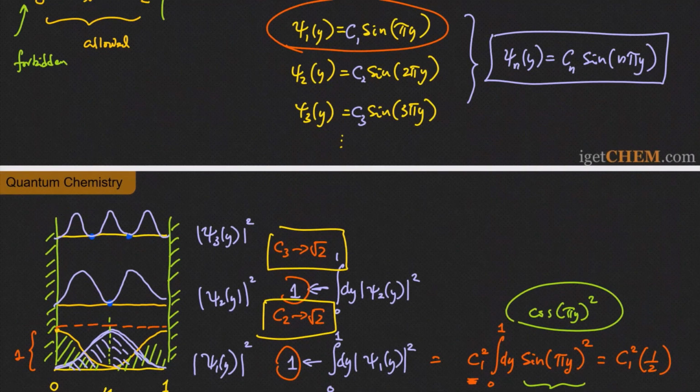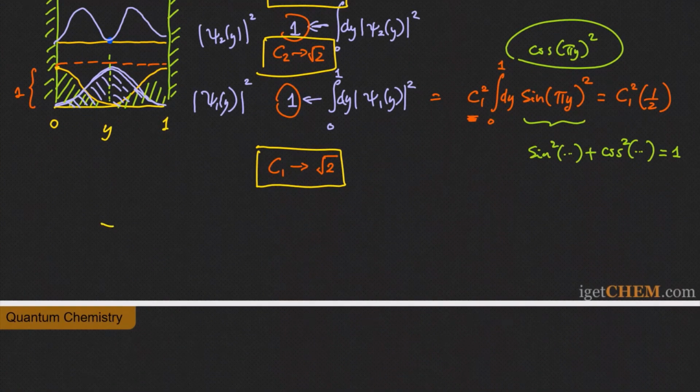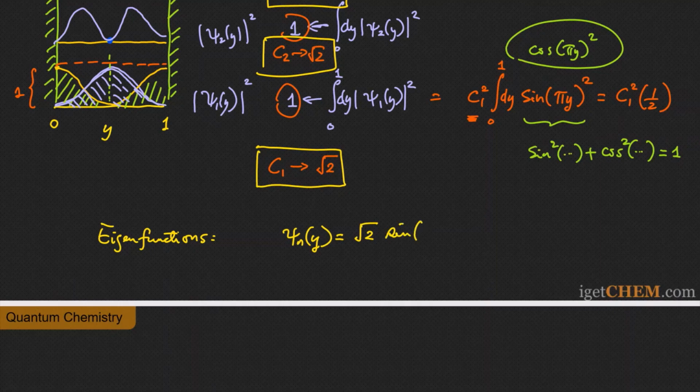So going back to that, we can now put that into our formula for the eigenvalues for this problem. And so we see that psi n is equal to root 2 sine n pi y. So let me write that down. The eigenfunctions of this problem are psi n of y equals root 2 sine n pi y.